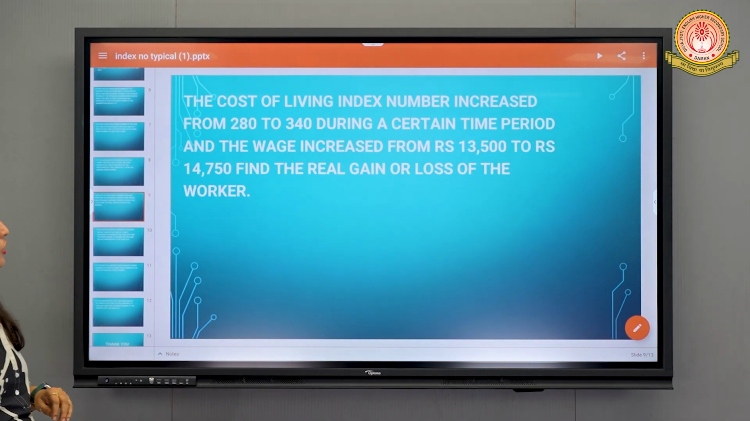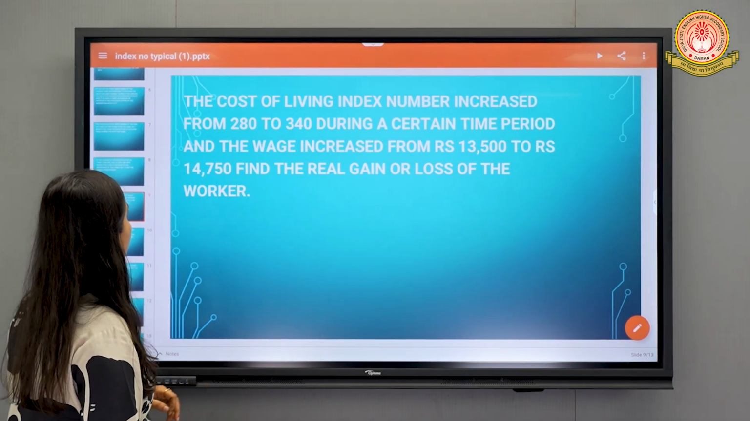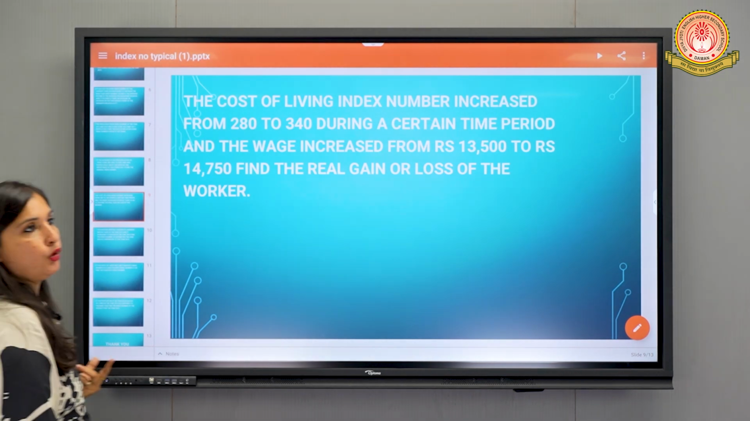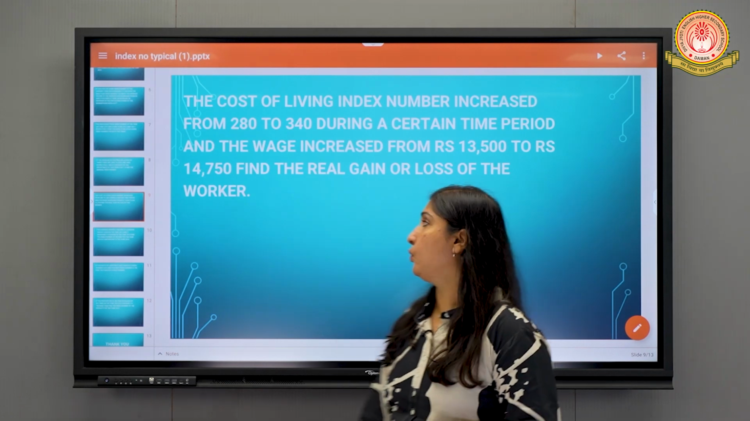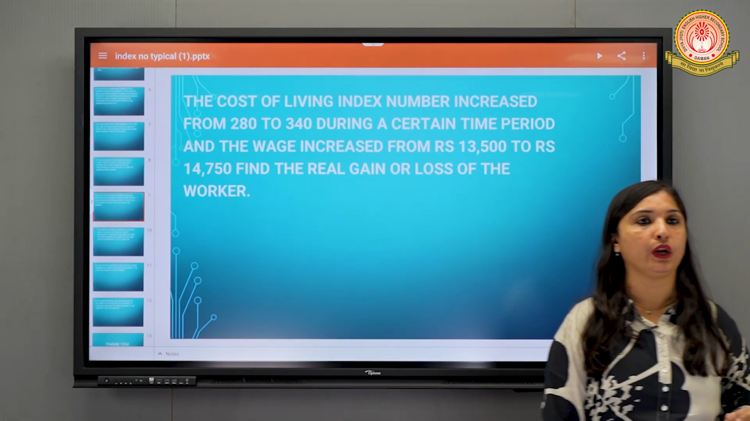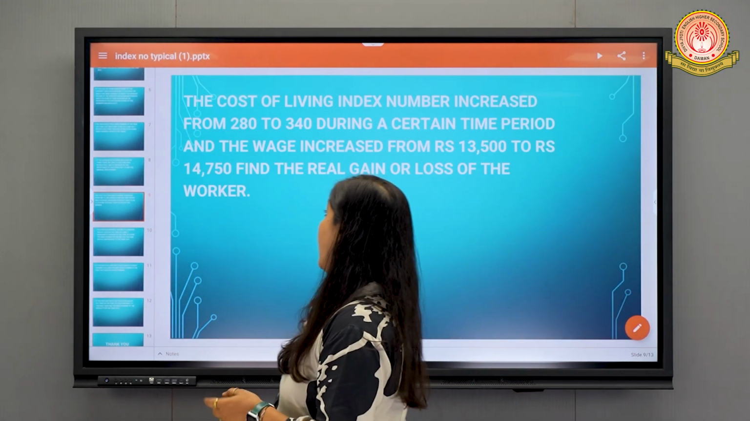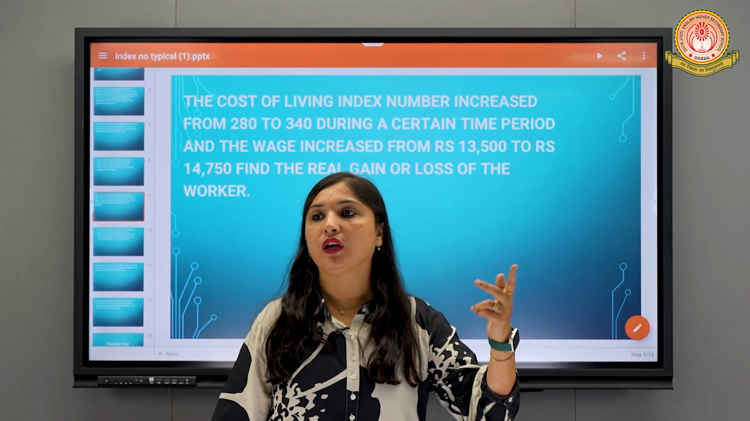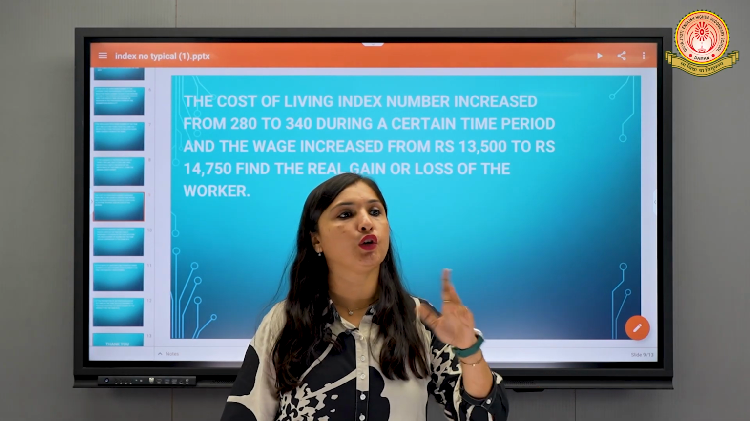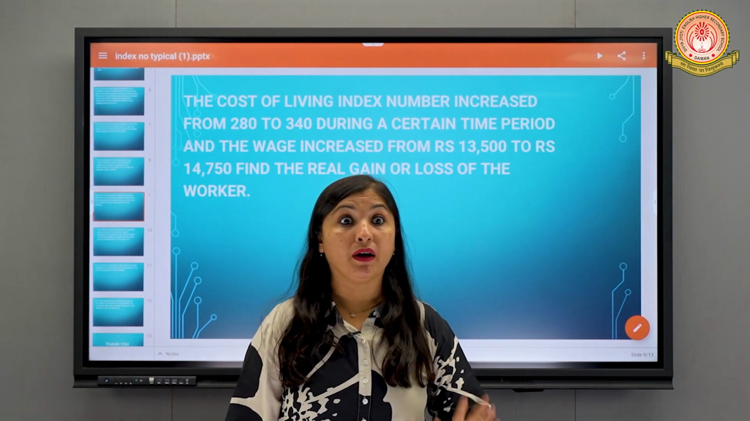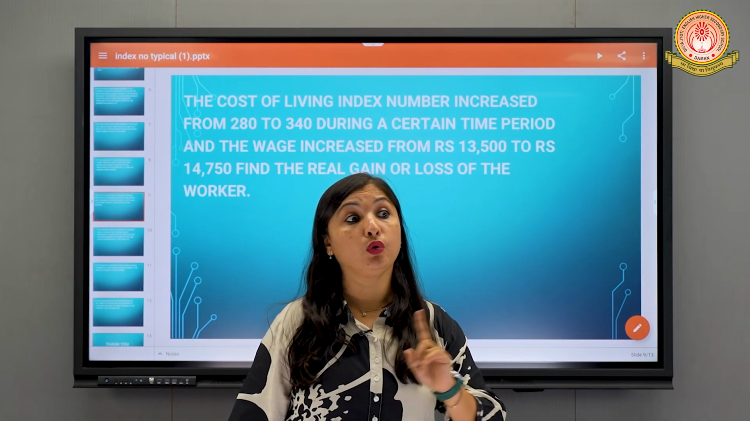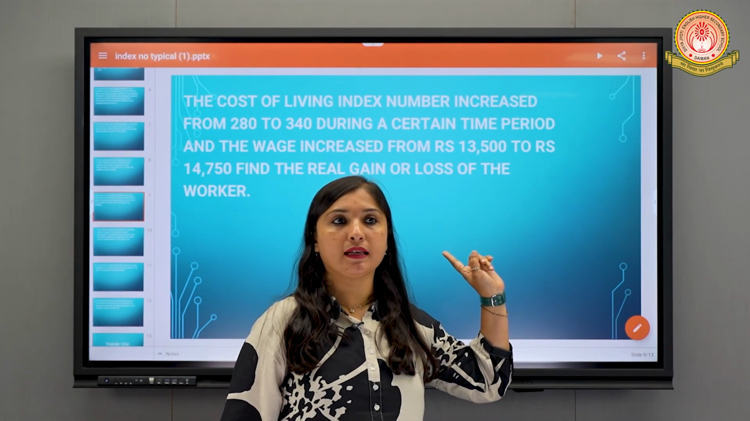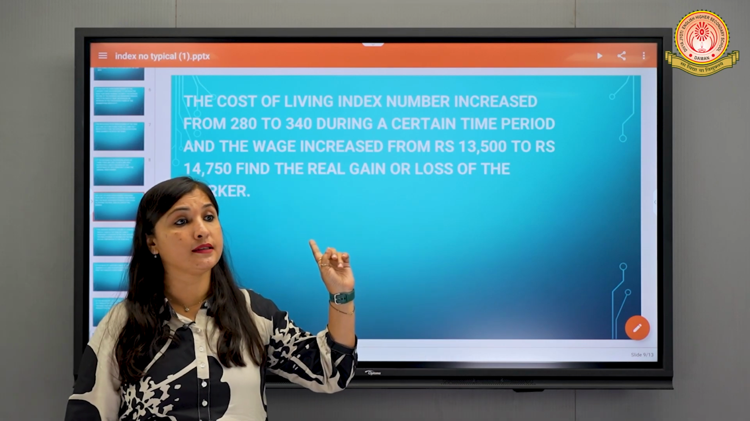Yes, again the cost of living index number has increased from 280 to 340, and income has increased from 13,500 to 14,750, and you have to see if there is gain or if there is loss. Now, as usual, if the base year is not given, we take 100. But if it is given, don't make the mistake of taking it as 100. Take what is given. This is the only example we are seeing where the base year is already given.